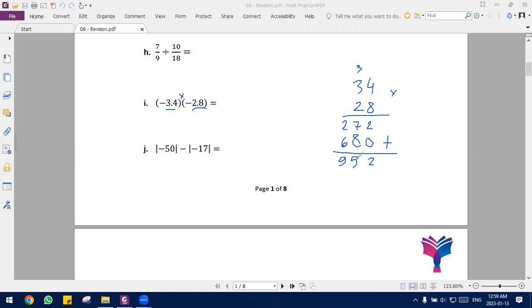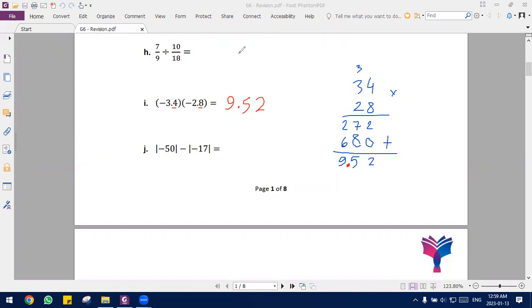Okay. Now remember, there was a decimal point, then we remove it. Now this is how we write the decimal point. Let's check the value. We need to count how many digits we have after the decimal point. Here we have 1. Here we have 1. So in total, I have 2 digits after the decimal point. So in the answer that I found, I should have 2 digits after the decimal point. So the answer is 9.52. And it's positive because we said that minus times minus is a plus.